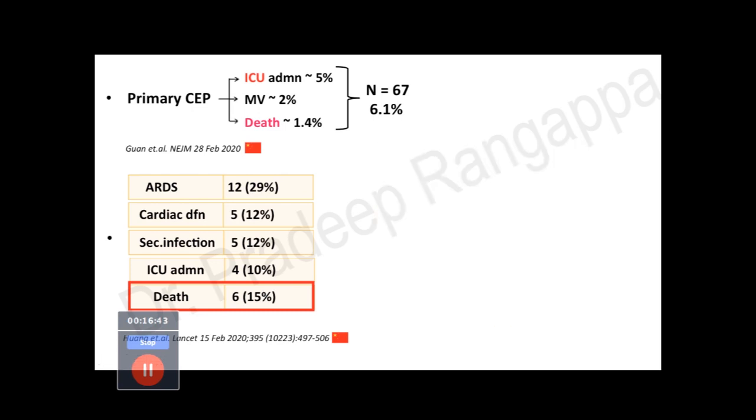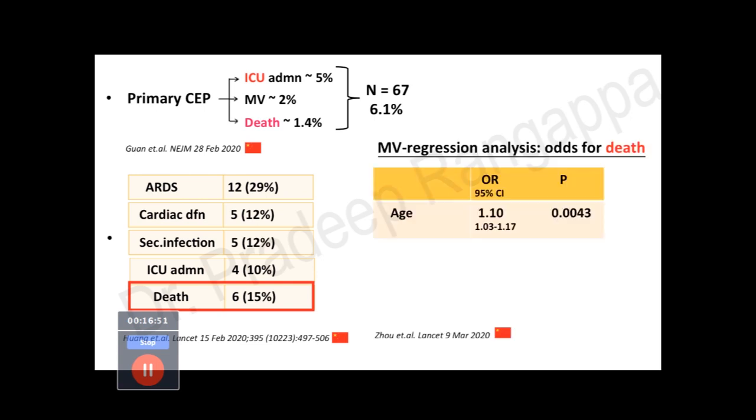So then the question that should arise in all your minds is, what are the risk factors for death? Who are the patients who are at risk of dying when someone has COVID? For that, this is a study which came on 9th March in Lancet, by a Chinese group, where they did a multivariate regression analysis to look for what may be the risk for death. They found age is a very important risk factor. If you have an elderly person, he is at a much higher risk of dying, with an odds ratio of 1.1 that was statistically significant.